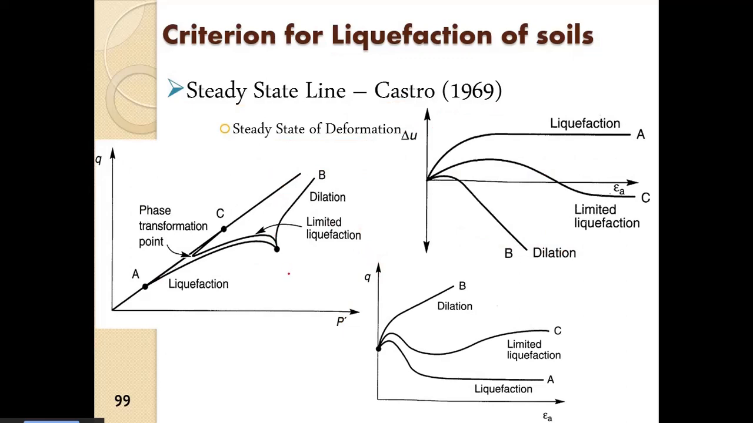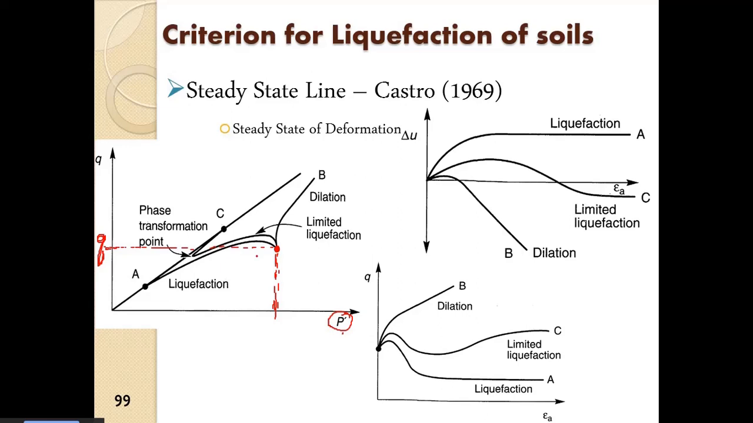So he did a series of tests. This is the initial state of stress condition. So we have the effective confinement P dash. All right, so this is P dash, and we have an initial state of steady state. This is called the initial static shear stress, Q. That is already present in the soil.